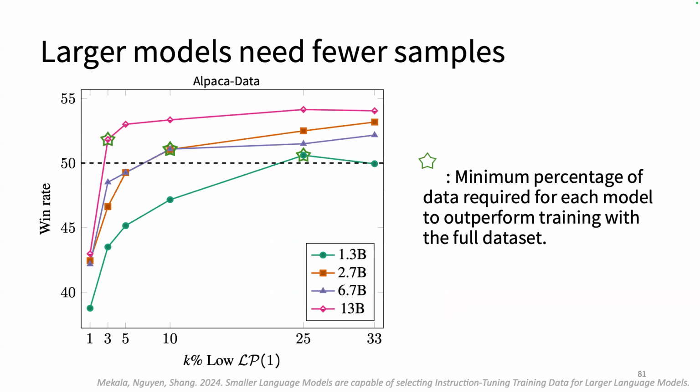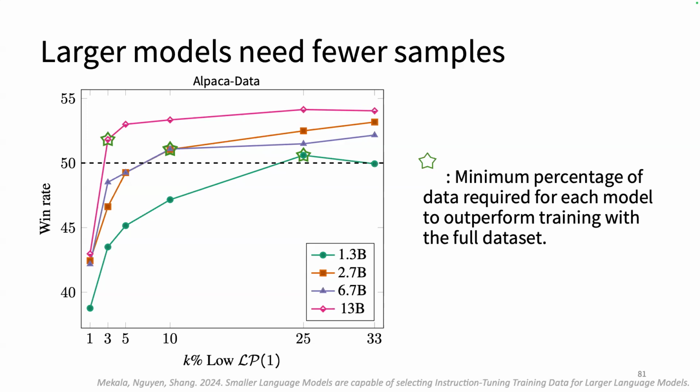We notice a very interesting trend. As the model size increases, the star keeps moving left, which means, in simple words, larger models need fewer samples. They are sample efficient. For example, for 13B, the star is over here, so 2% data is good enough. 2% high quality data is better than training on the whole data set. For 6.7B, you need about 10% of the whole data set, but if you make sure it is high quality, it is better than the overall data set. And for the smaller model, like 1.3B, you need 25%. So the trend is that larger models need fewer samples, as long as they are of high quality.